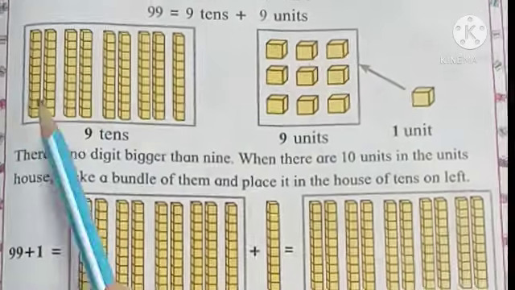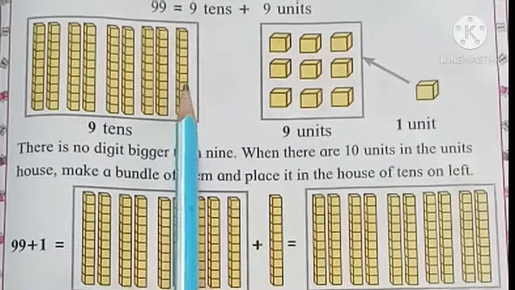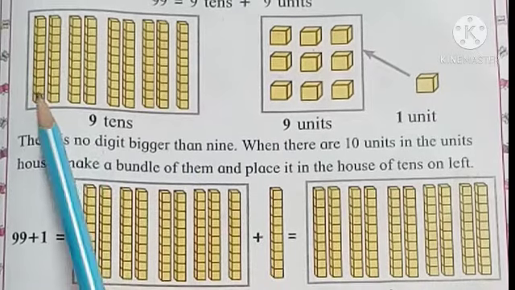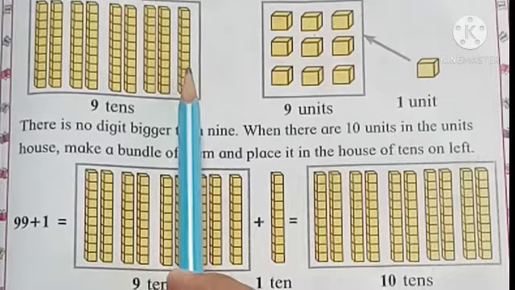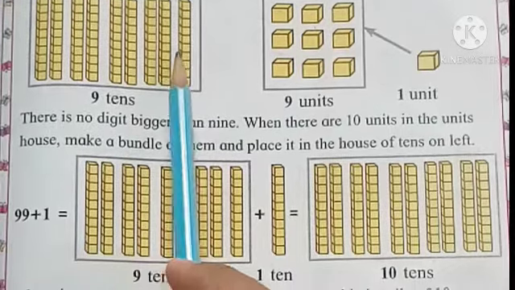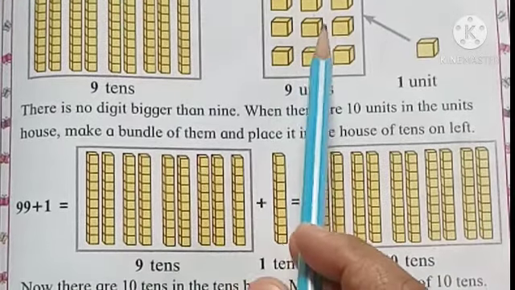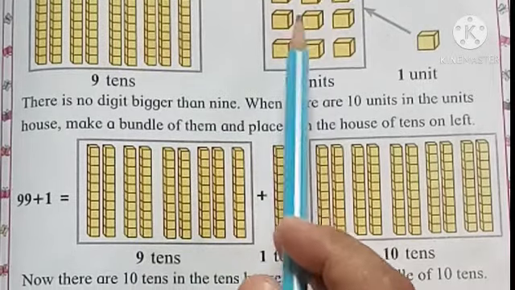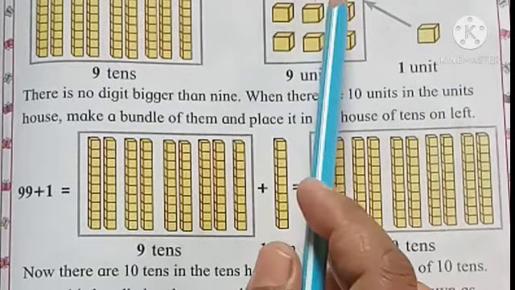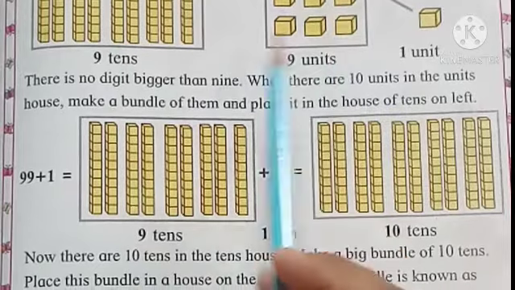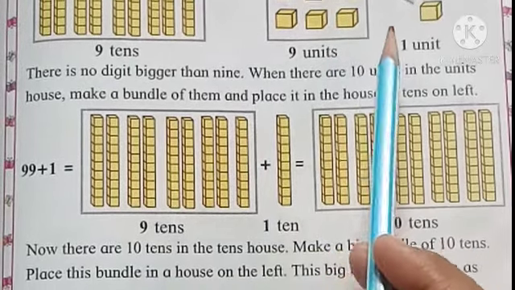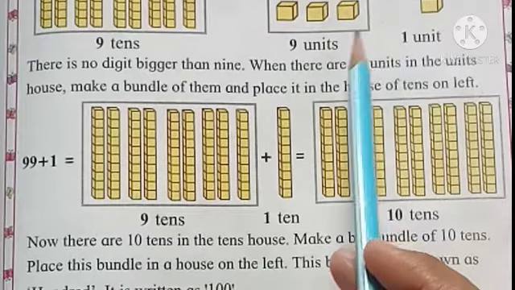Look at this. This is a bunch of tens. 1, 2, 3, 4, 5, 6, 7, 8 and 9. 9 tens. And there are units. 1, 2, 3, 4, 5, 6, 7, 8 and 9. 9 units. There is no digit bigger than 9.